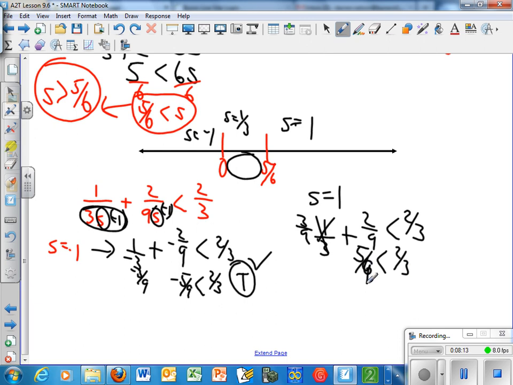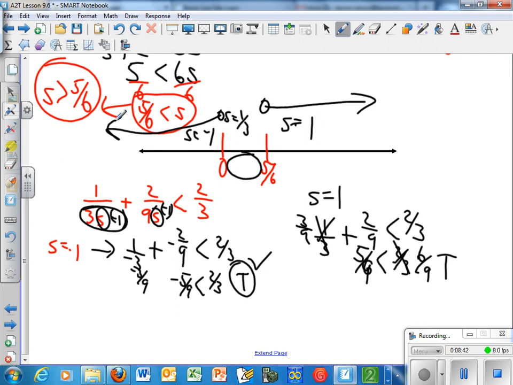Oops, 5 over 9 is less than 2/3. Okay, 2/3 is how many ninths? Well, that would be the same as 6/9 if I want to get a common denominator there. And that is true. So what this means is everything where this 1 is, which is over here, is going to work. So everything that way from 5/6 over, and basically everything from 0 over that way is going to work too.